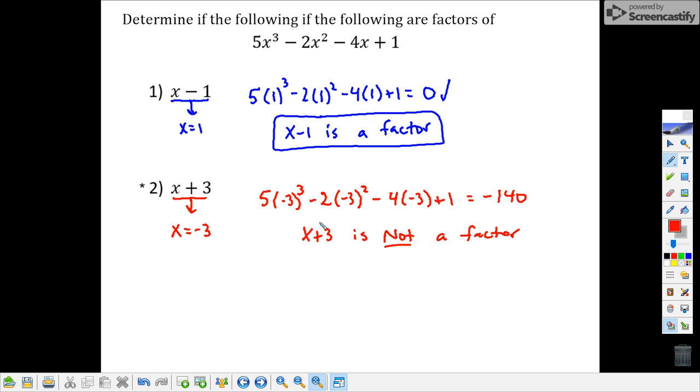And that's it. That's how the remainder and factor theorem work.